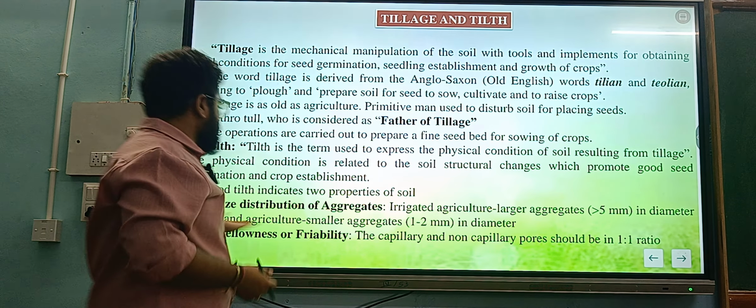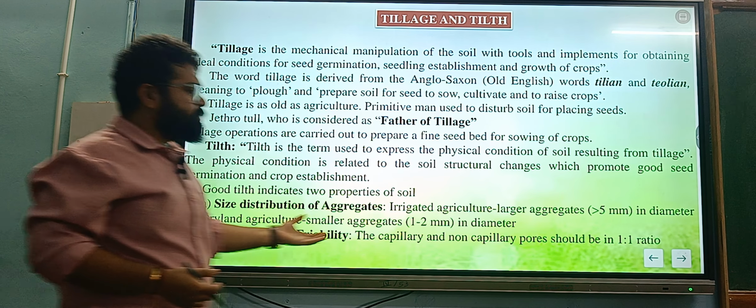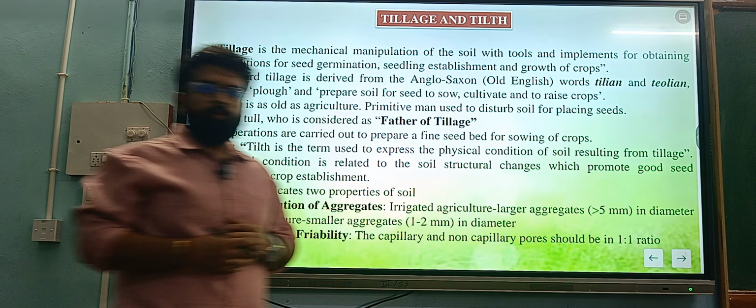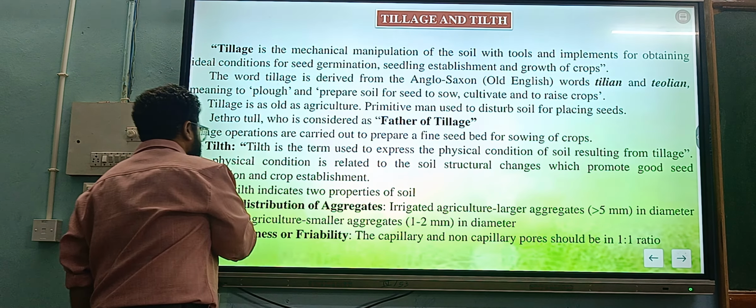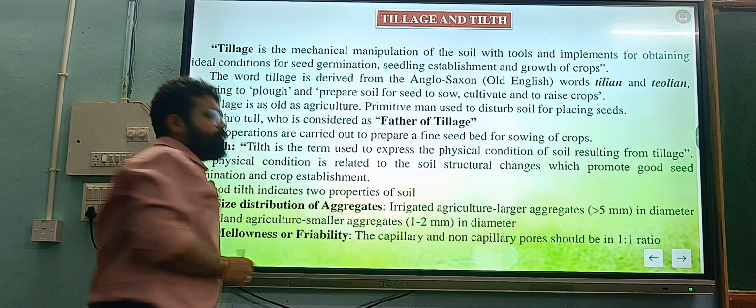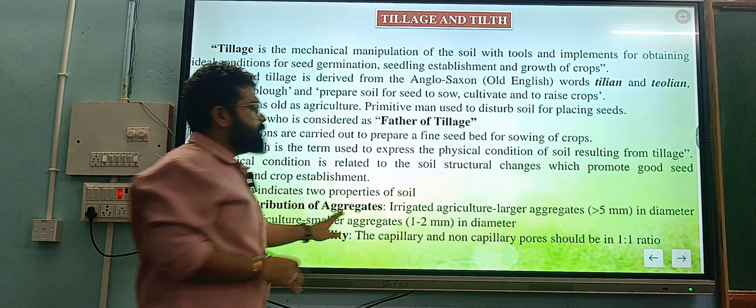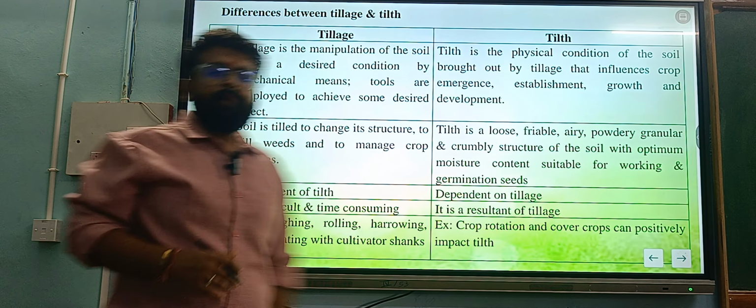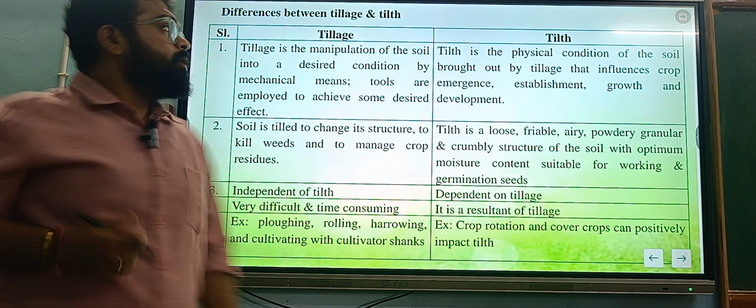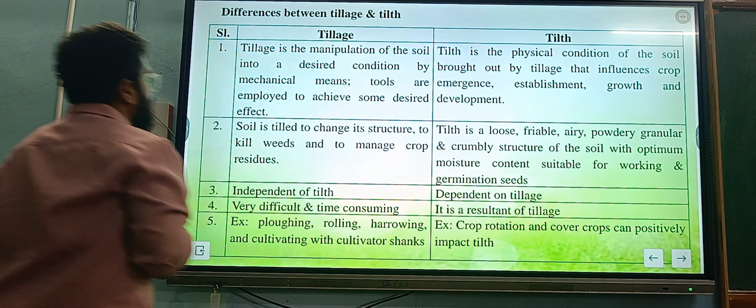Pores in which the water is held are the micropores, and non-capillary pores are generally the macropores. So under the friability of a good tilth condition, the capillary and non-capillary pores should be 1:1, and with respect to the size distribution, for dryland agriculture it is 1 to 2 mm, and for irrigated agriculture it is more than 5 mm.